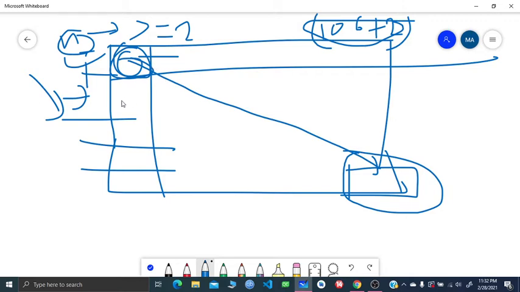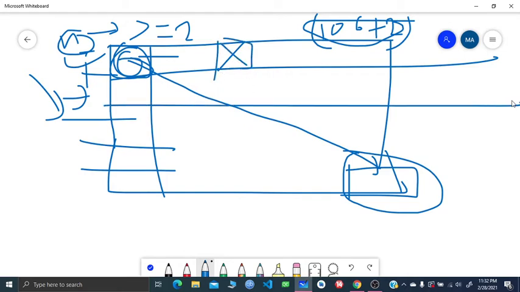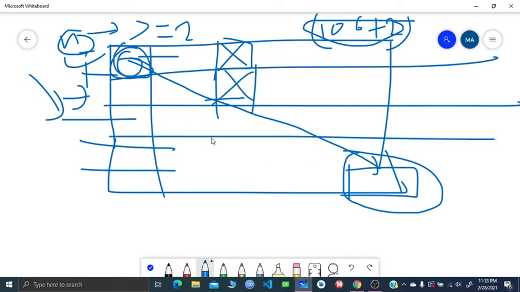They said that in each row there will be exactly one blockage, like this. There will be exactly one blockage, okay? It doesn't matter where it is, but it will be. Now, here was the tricky part.